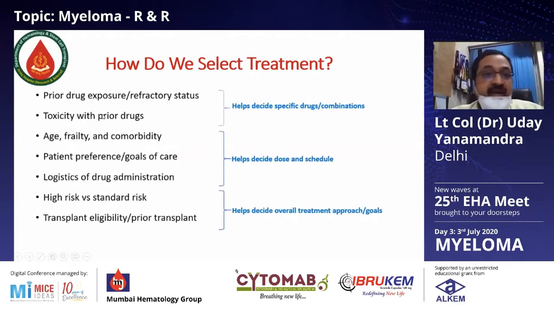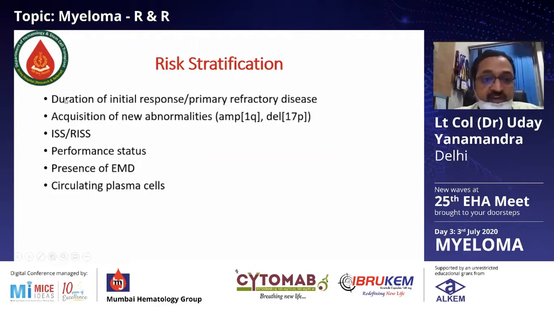How do we select treatment? Prior drug exposure, toxicity, age, frailty and comorbidity, patient preference, which remains very, very crucial, logistics, high risk versus standard risk, and transplant eligibility. The last point is very important because in India, many patients relapse before they have even been given the benefit of a first transplant. So transplant for those patients who have not yet received its benefit even once should be considered. The risk stratification would be based on R-ISS and the genetic makeup. So we should always do a repeat genetic analysis for the patient when they relapse.